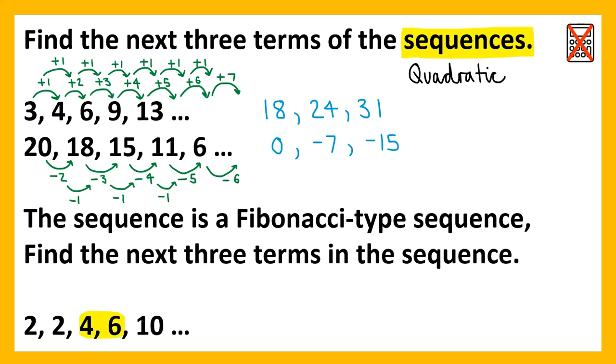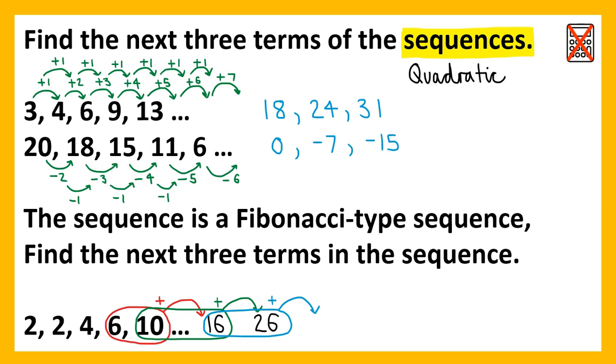We can check the last one to see that 4 and 6 are adding to give me 10. So to find the next term, I'll add 6 and 10 together to give me 16. Adding 10 and 16 together gives me 26. And then finally, to find the third next term, 16 and 26 will add together to give me 42. So the next 3 terms are 16, 26 and 42.